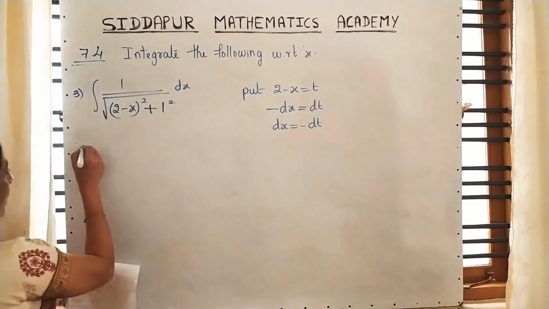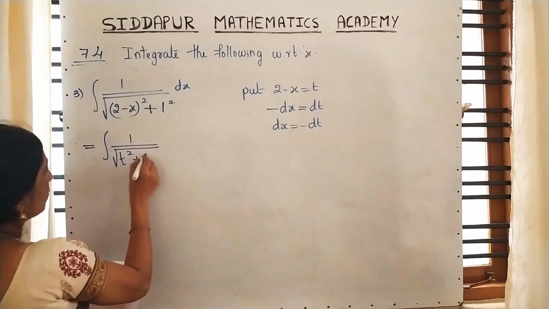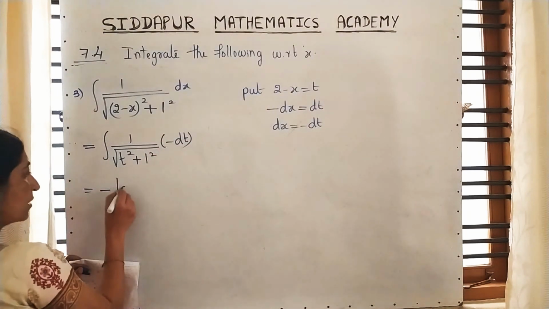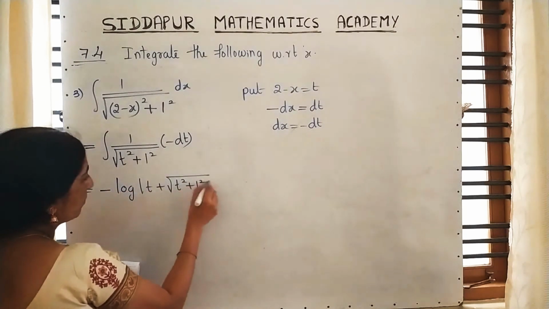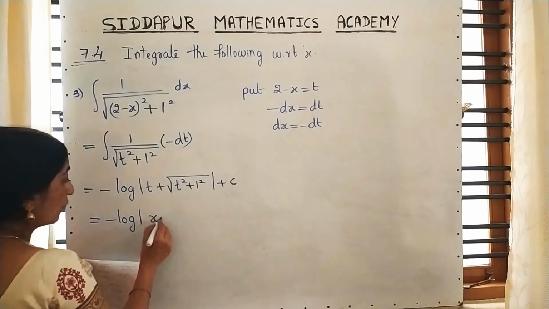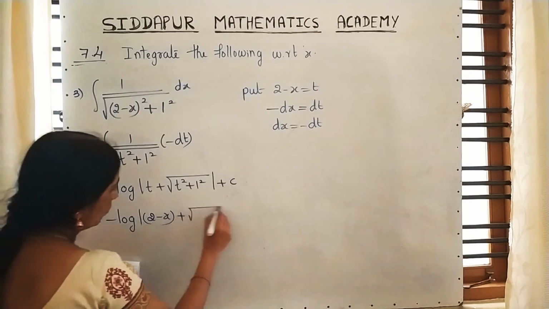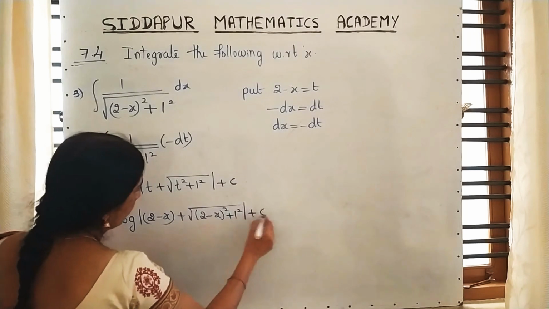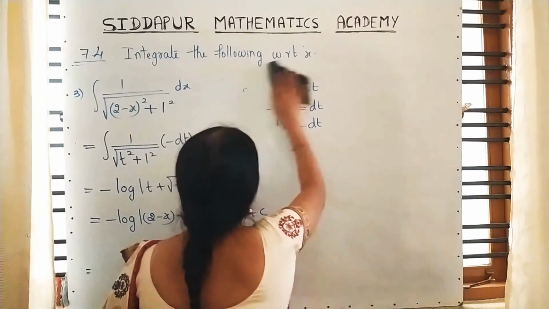So the given problem will be 1 upon root of t square plus 1 square into minus dt. So minus as it is, log of t plus root of t square plus 1 square plus c. It is minus log of t value, 2 minus x, plus root of 2 minus x whole square plus 1 square plus c. Moving to the next example, that is question number 4.